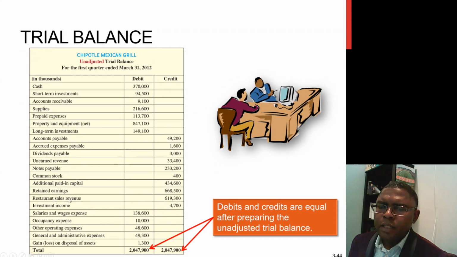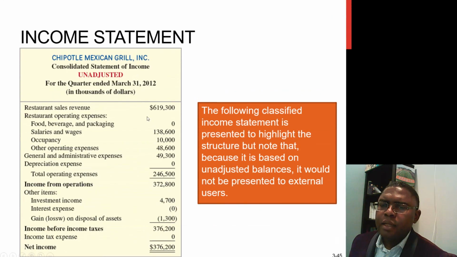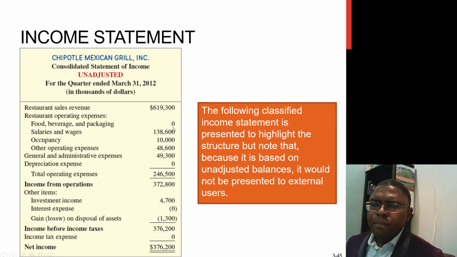619,300. So notice this is restaurant sales revenue, 619,300. So sales revenue, and then all the expenses will come under. These are expenses: food and beverage and packaging. There was a salary and wage expense, occupancy expense, other operating expense, depreciation expense, general admin expense. We take all the balances, so we have total expense.